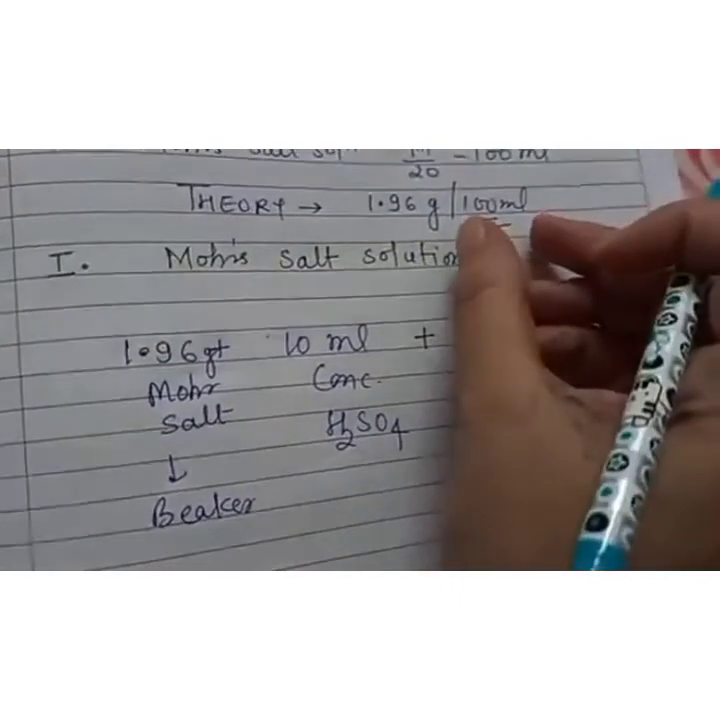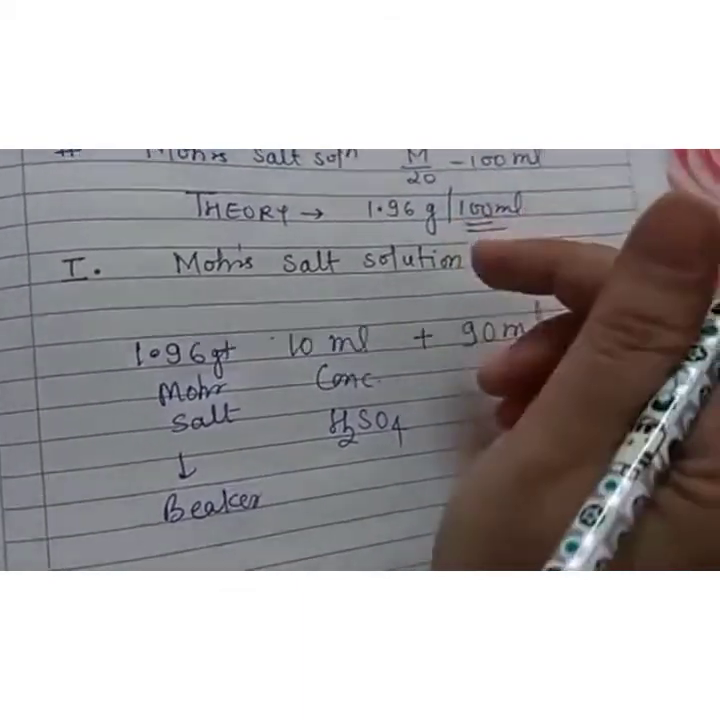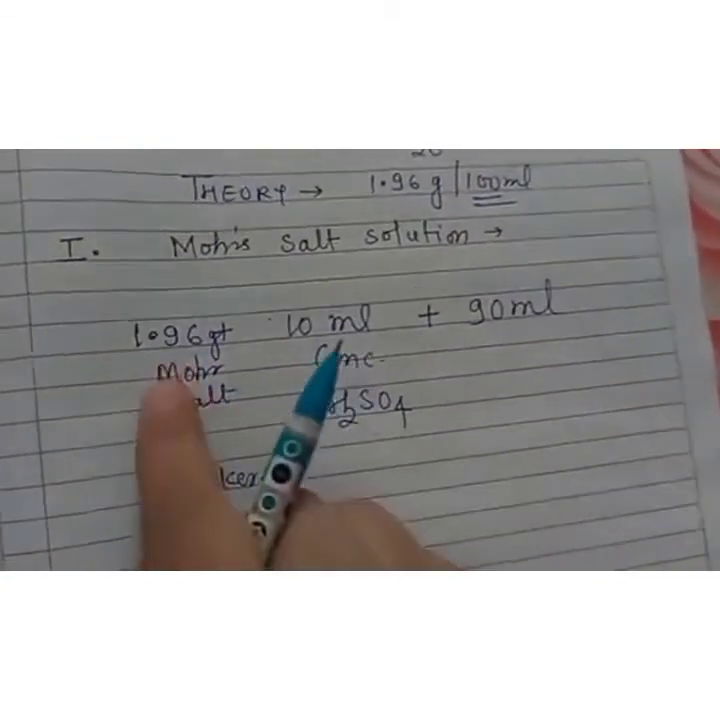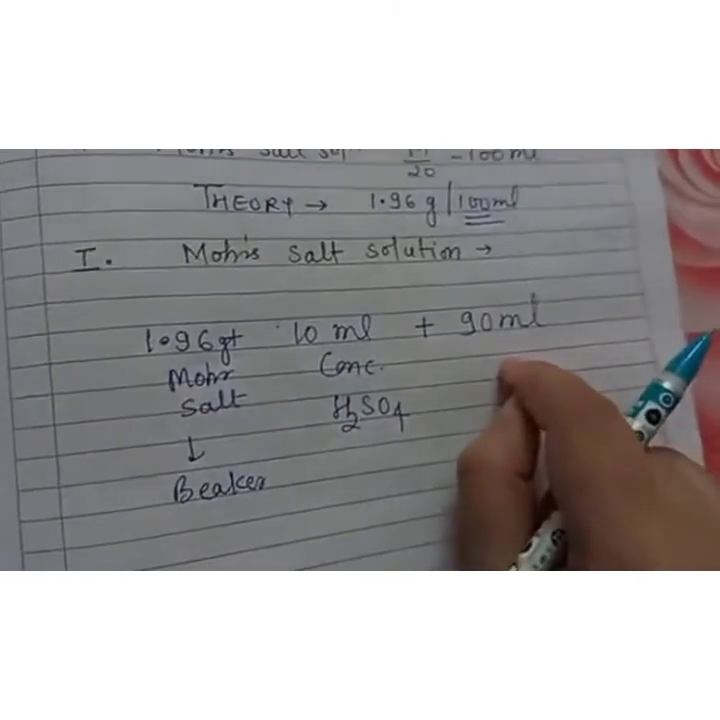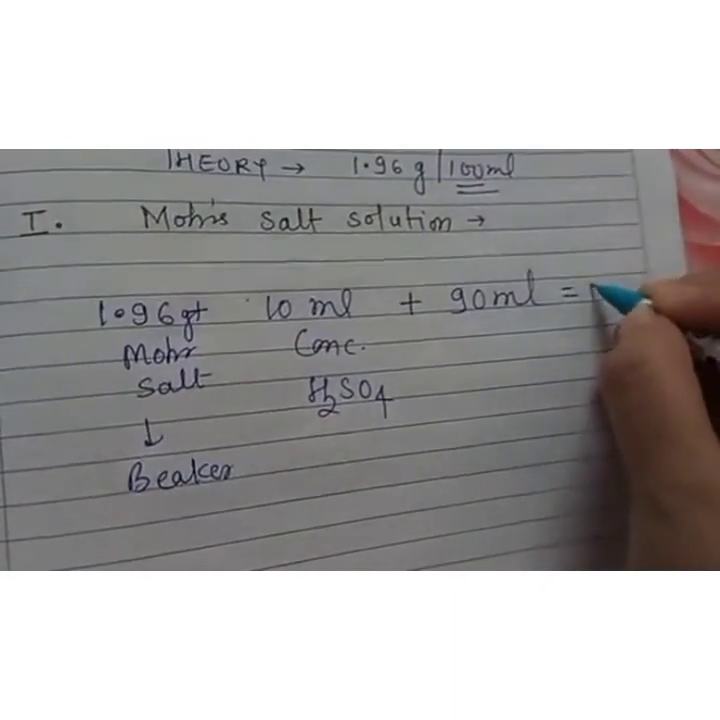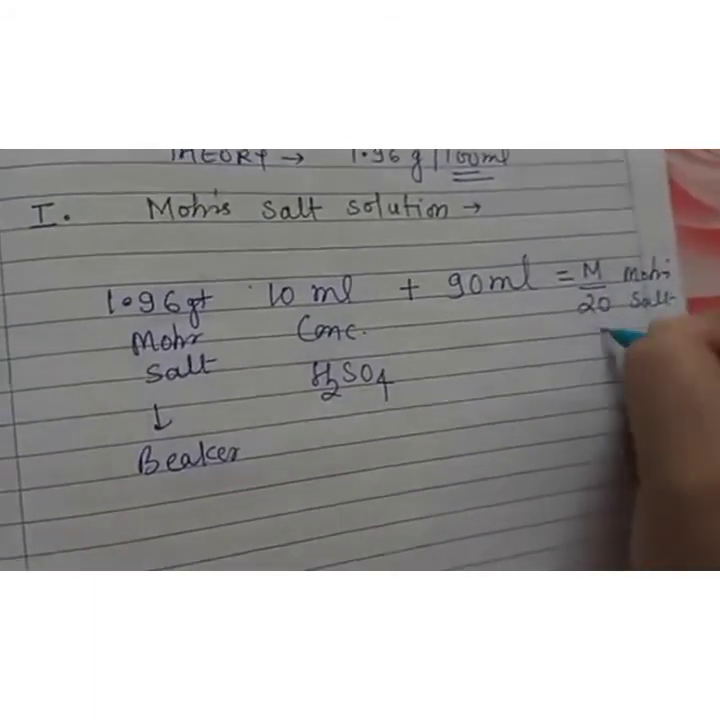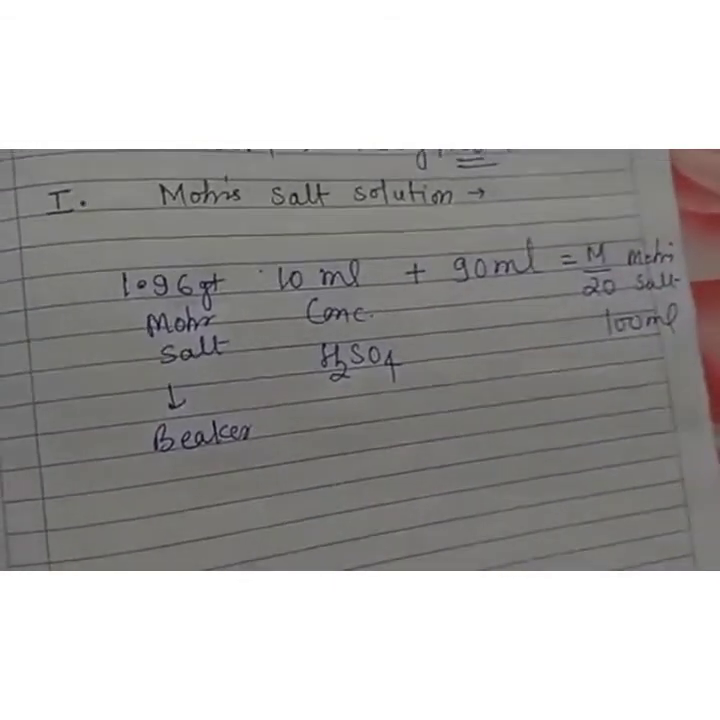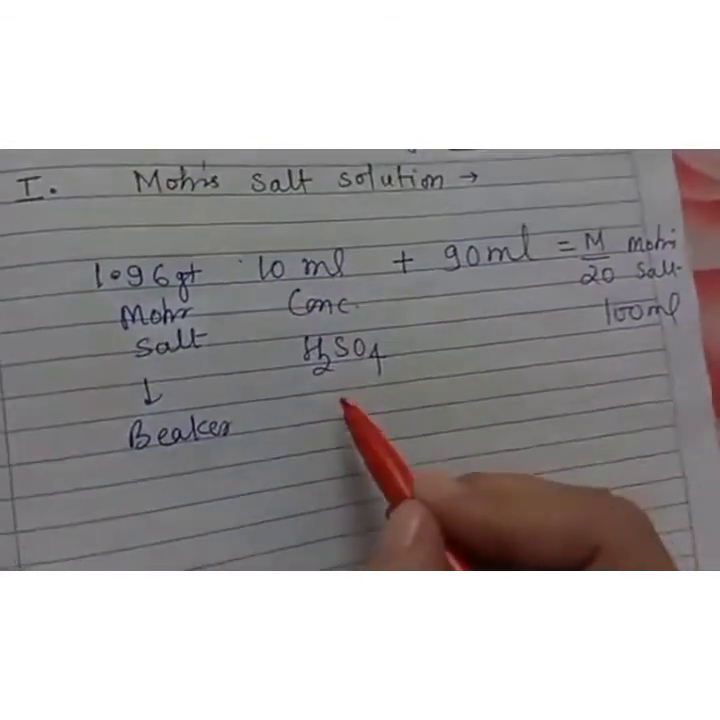If you have to prepare 100 ml, you have already added 10 ml of concentrated H2SO4. So how much more water are you going to add? 90 ml. And this we are going to prepare in a standard flask. So use a standard flask and transfer all these three things, 1.96 grams, 10 ml concentrated H2SO4, and add 90 ml of water so as to get 100 ml of M/20 standard solution of Mohr's salt.